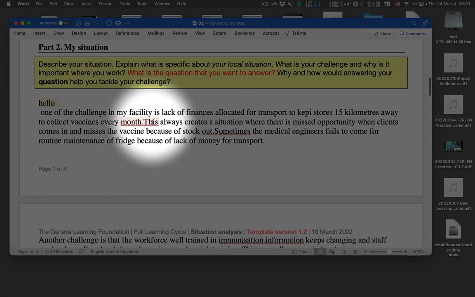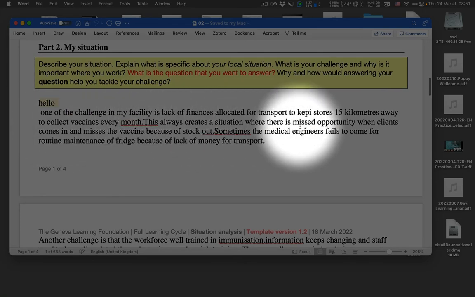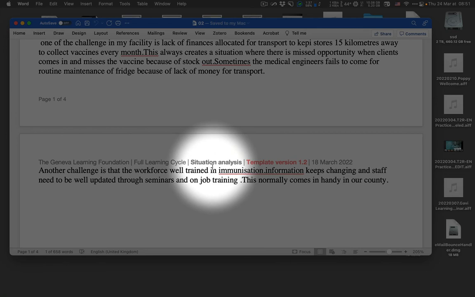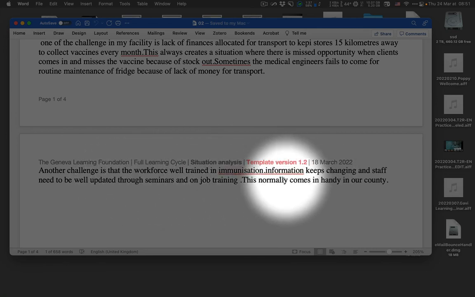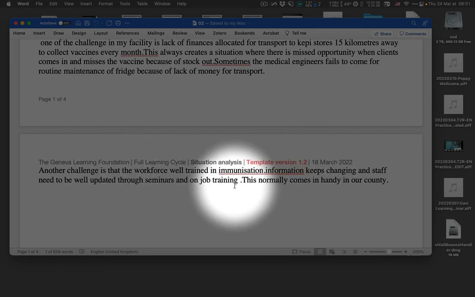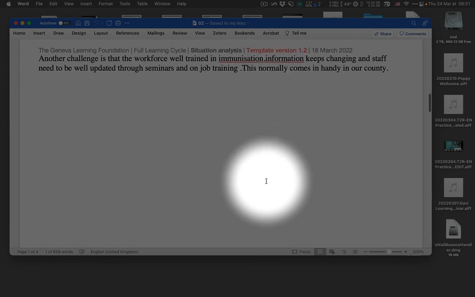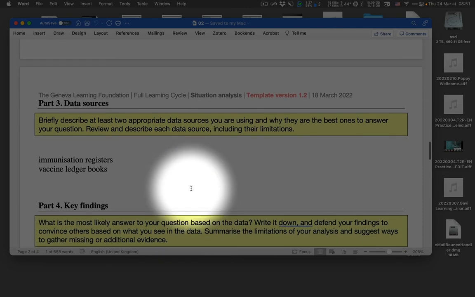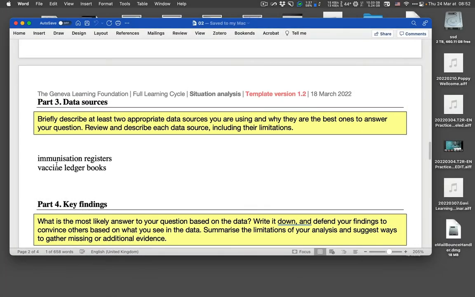One of the challenges in my facility is lack of finances, missed opportunities. Yeah, sure. Okay, so this sounds like a purely financial resource problem. Information keeps changing and staff needs to be updated. Okay, is there a relationship between the two? Otherwise, you need to pick one. You can work on two problems, I guess, but it sounds to me like the steps you would need to take to address supply issues would be very different from the ones you would take to address constant job rotation, people changing all the time, and so on.